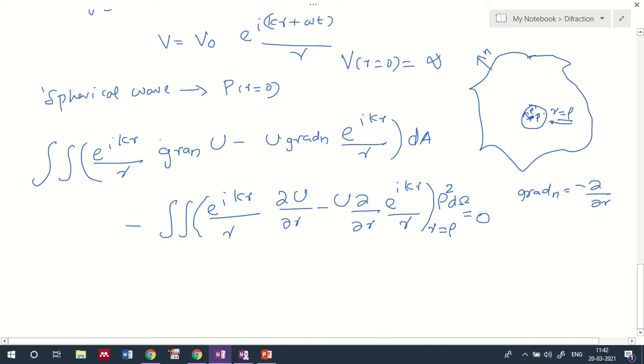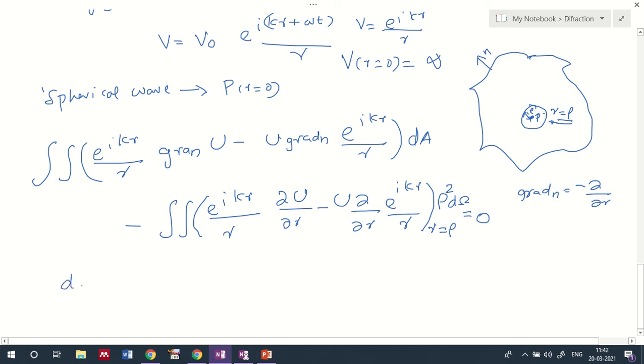Why have we taken e raised to ikr here? E raised to ikr by r is what we actually represented as v. So we just took v in terms of e raised to ikr by r. We removed the time dependency term and only took the position dependency, e raised to ikr by r. If you substitute that into the equation where we had v, we get the equation.